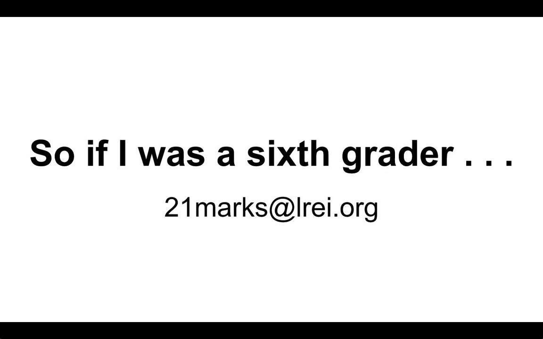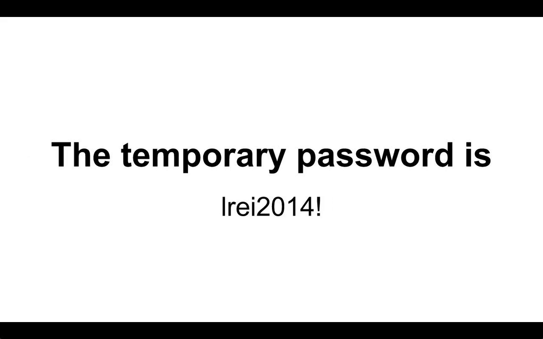For example, if I was a 6th grader, my email address would be 21marks@lrei.org. That's 21 for my graduation year, Mark, that's my first name, and S, which is the first letter of my last name, at lrei.org. The temporary password when you log in is going to be LREI2014 exclamation point. LREI2014 exclamation point. When you log into your email, it should ask you to change that password.